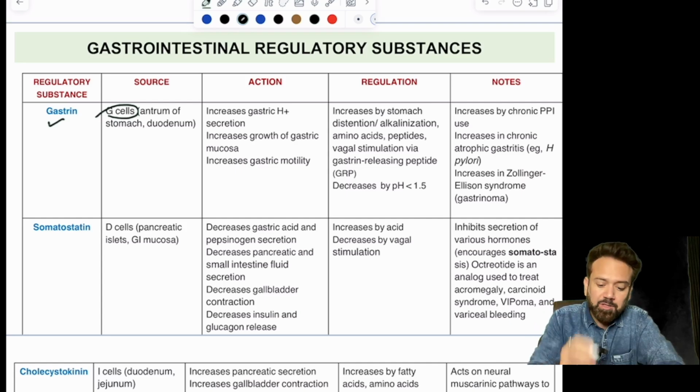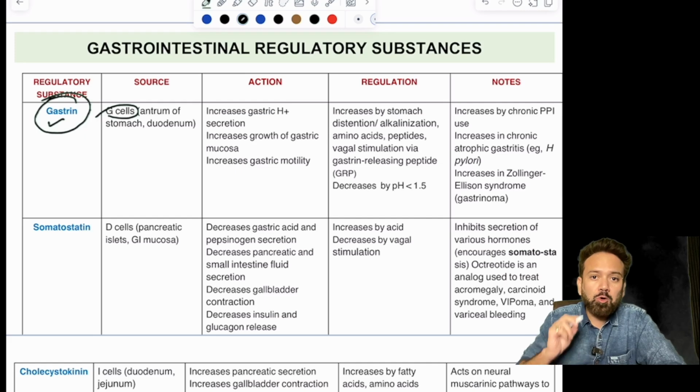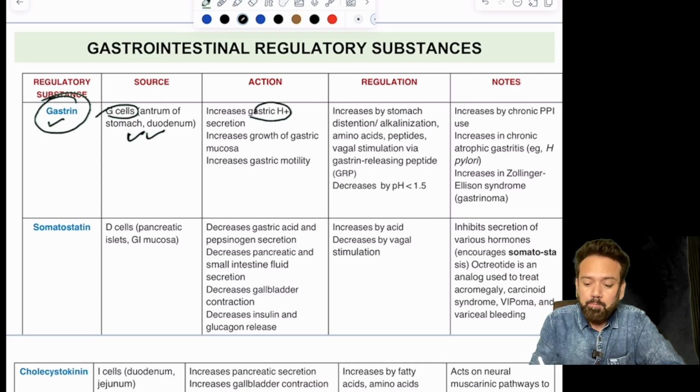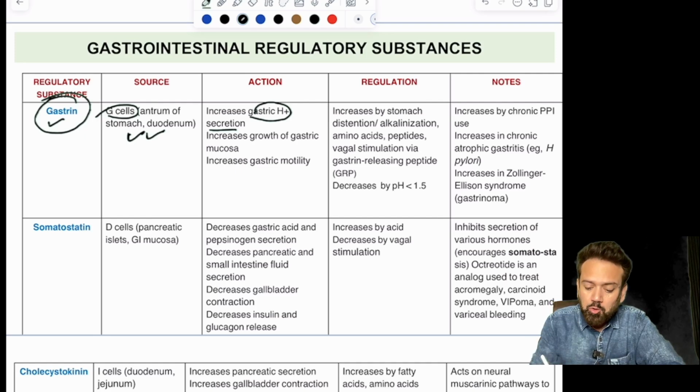Number one, gastrin hormone. Source is G cells. And what is the location? Location is the antrum of the stomach and duodenum. Action: remember gastrin hormone, gastric acid. It will increase gastric proton secretion, meaning HCl secretion. Number two, increases growth of gastric mucosa.